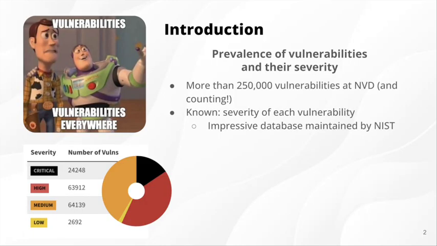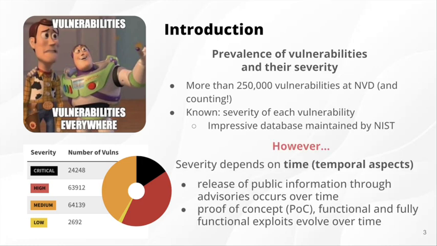The work is motivated by the prevalence of vulnerabilities. So we have more than 250,000 vulnerabilities at the National Vulnerability Database maintained by NIST. And this impressive database has a lot of information about each vulnerability, including its severity, but severity depends on time.